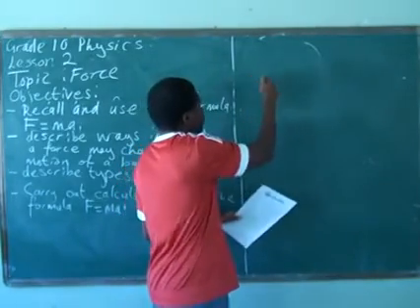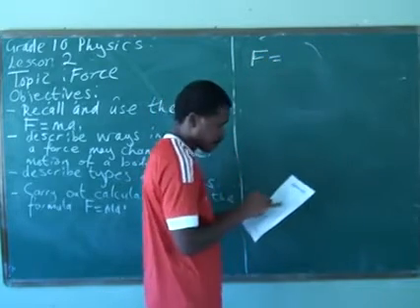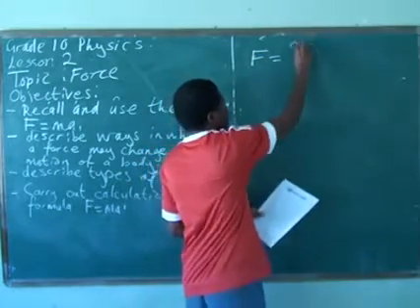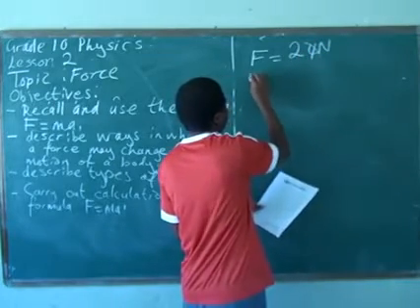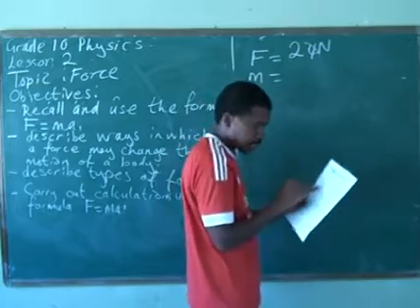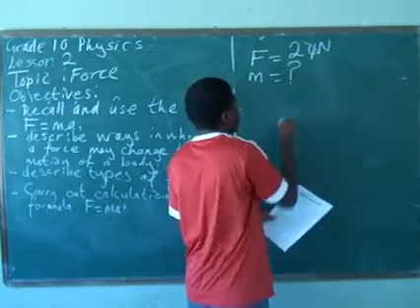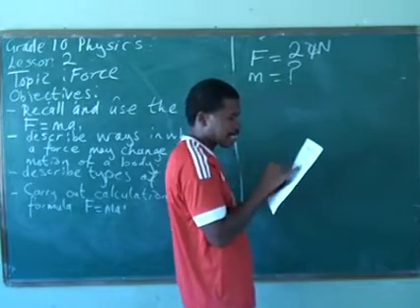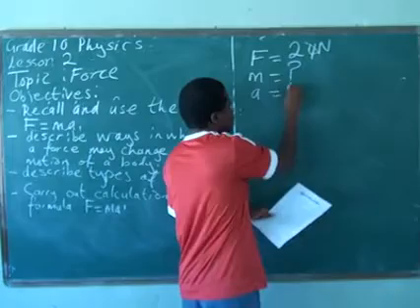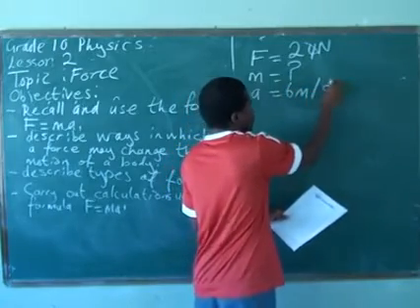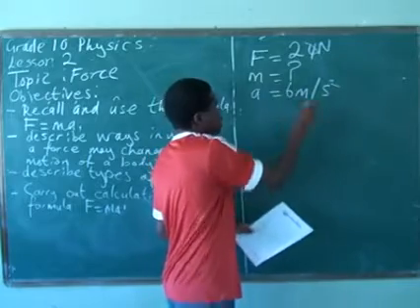Again, we can tell that F, have we been given force? Force is given as 24 newtons. Do we have m, the mass? What mass? You can tell from the question that we are looking for mass, therefore the mass is unknown. An acceleration of 6 meters per second squared. That's the acceleration.